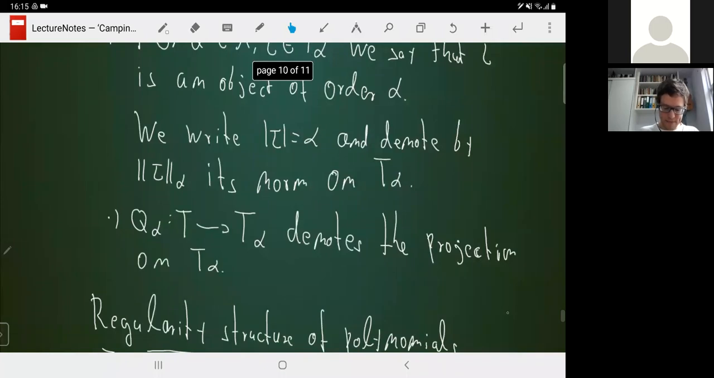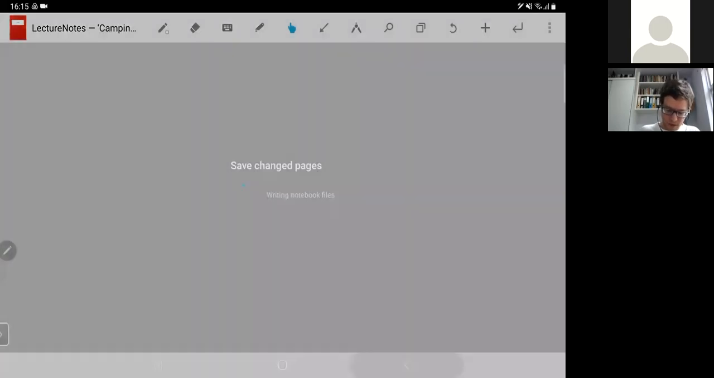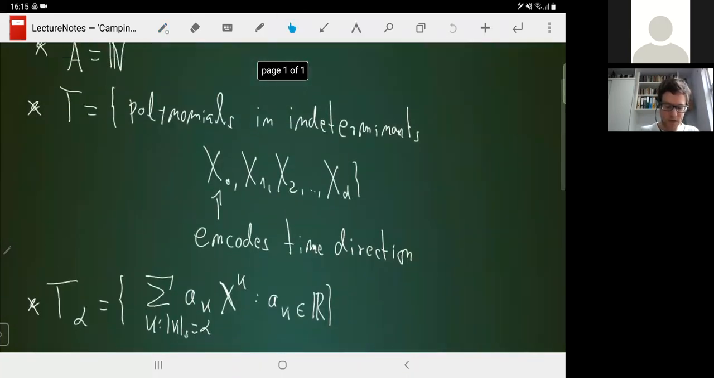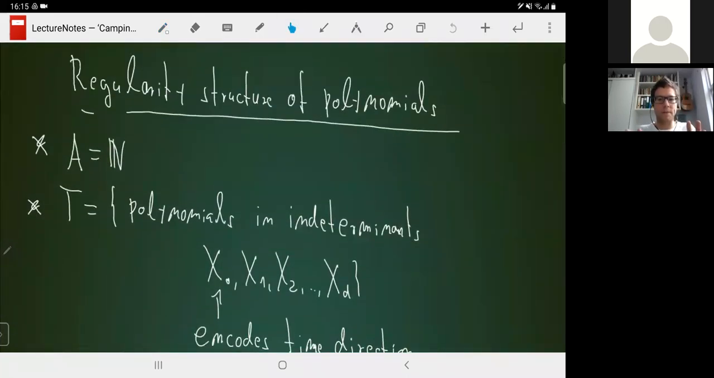Okay, so last time, what we did, we started to have a look at the regularity structures of polynomials, which should simply serve as an example. So for the regularity structure, that's one of the first examples one classically sees, where the index set A is the natural numbers, and T is the space of all polynomials in d plus 1 variables, x0, x1, x2 to xd.